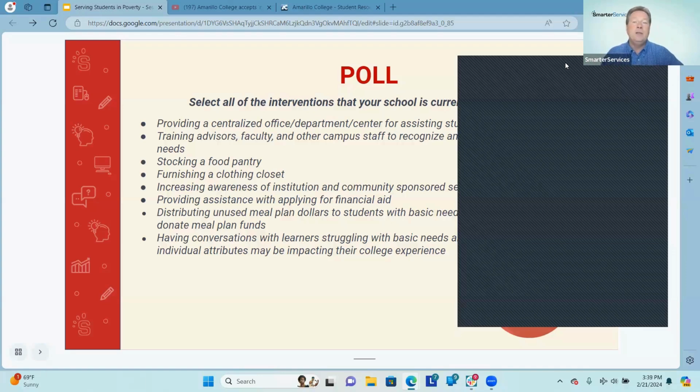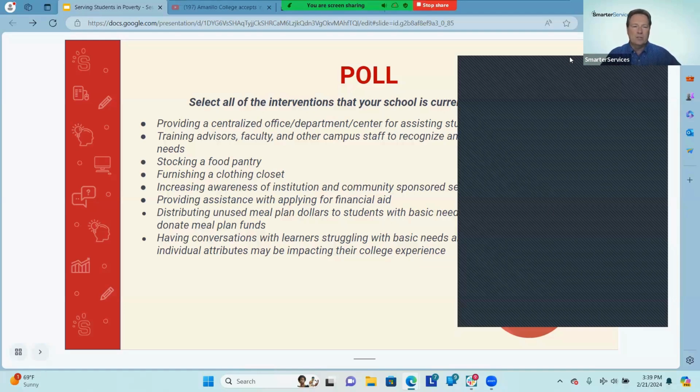That's becoming more common. My daughter is in college in a sorority, and one of the social projects her sorority does is they raise money and they also donate clothes. One thing I've learned about sorority sisters is they have a lot of clothes. And so they can donate some of those clothes to the clothing closet, have a food pantry they raise money for, just increasing awareness of the institution and community sponsored services.